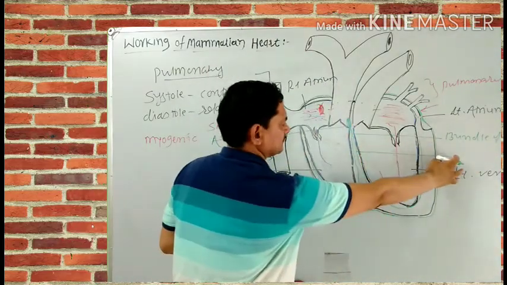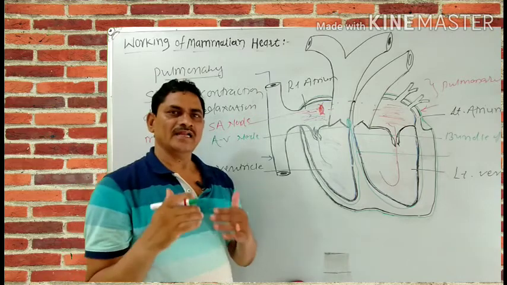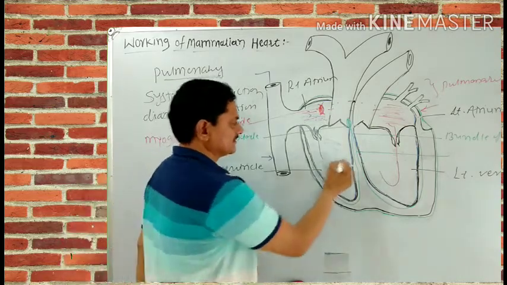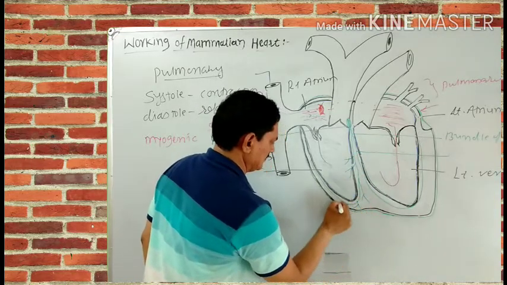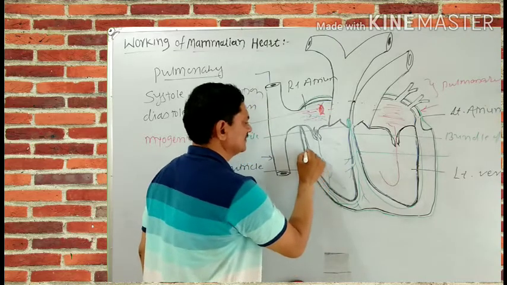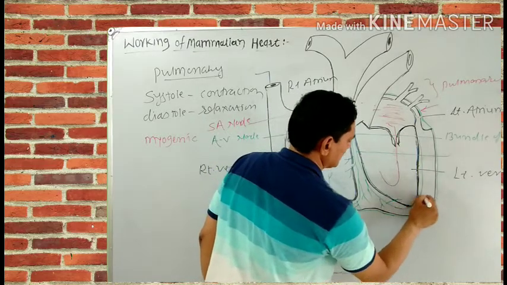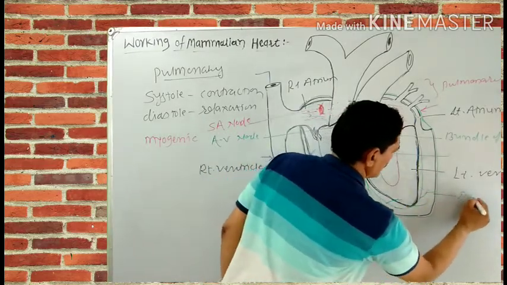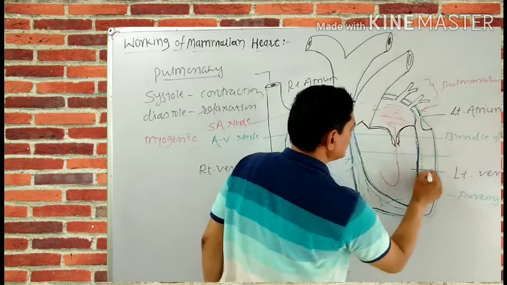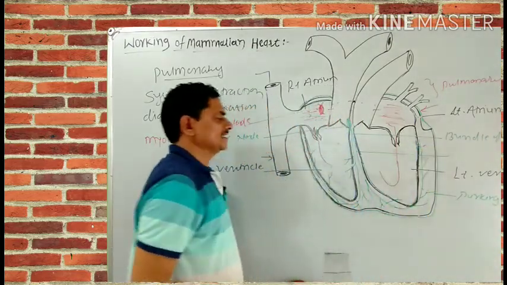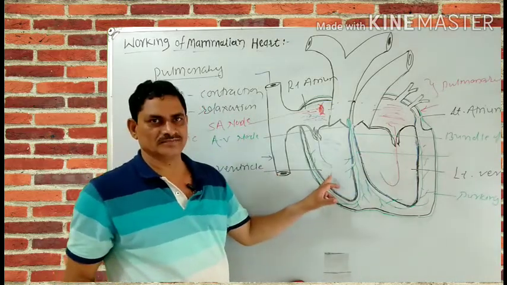This one is the left bundle of His. This one is the right bundle of His. This left and right bundle of His subdivide again into branches like this. These branches are called the Purkinje fibers. These Purkinje fibers spread and innervate all the walls of the ventricles.